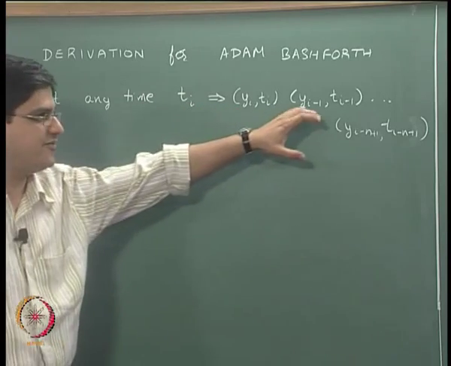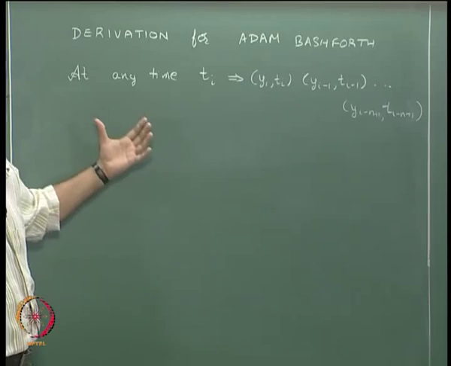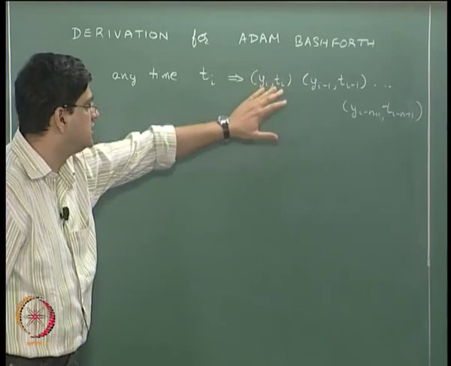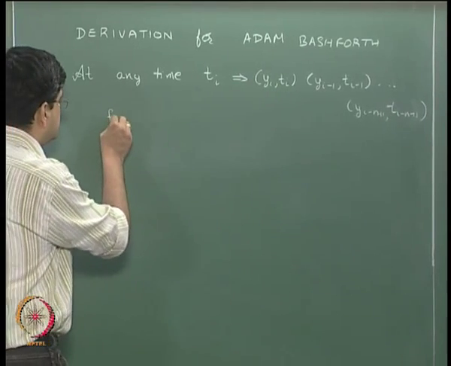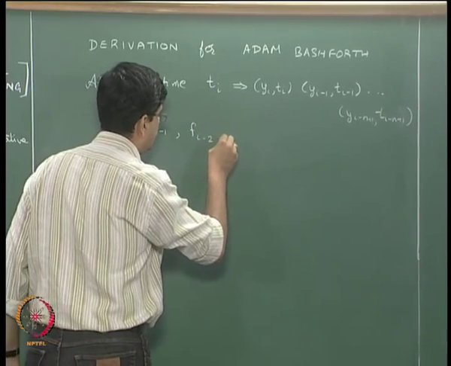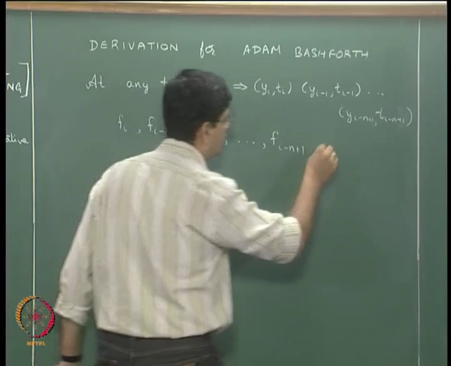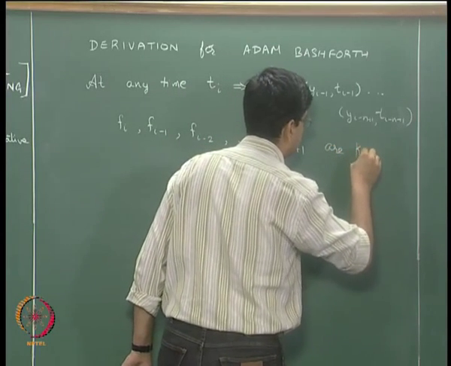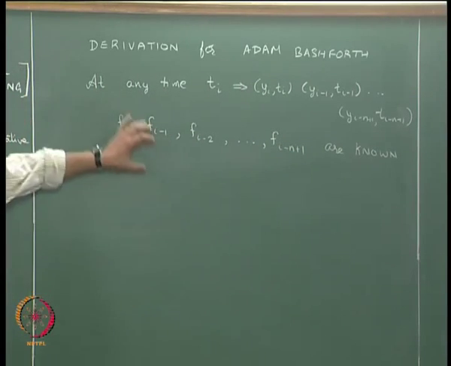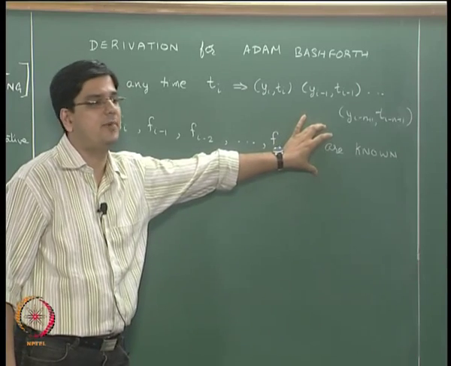If yi, ti, yi-1, ti-1 and so on are actually available to us, we can compute fi, fi-1, and so on and so forth. So, based on this, what we will say is essentially fi, fi-1, fi-2 and so on up to f(i-n+1) are known. So, what we do is we will fit a polynomial to these n past values.